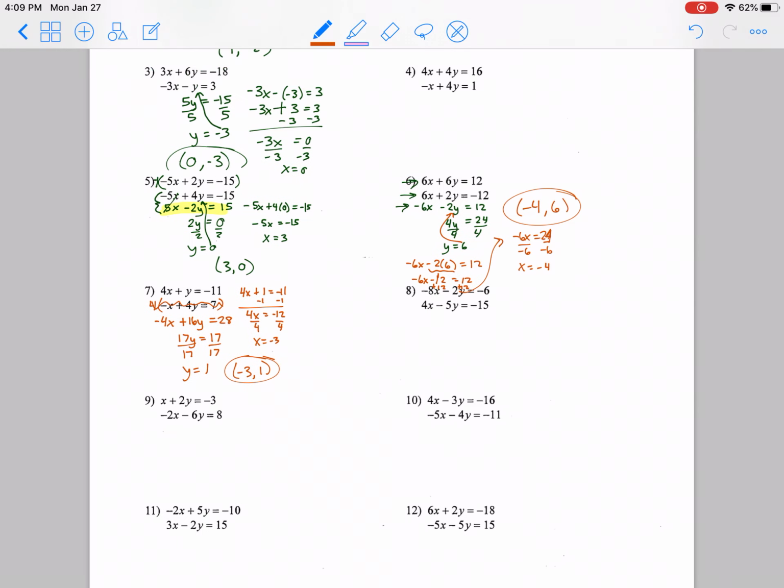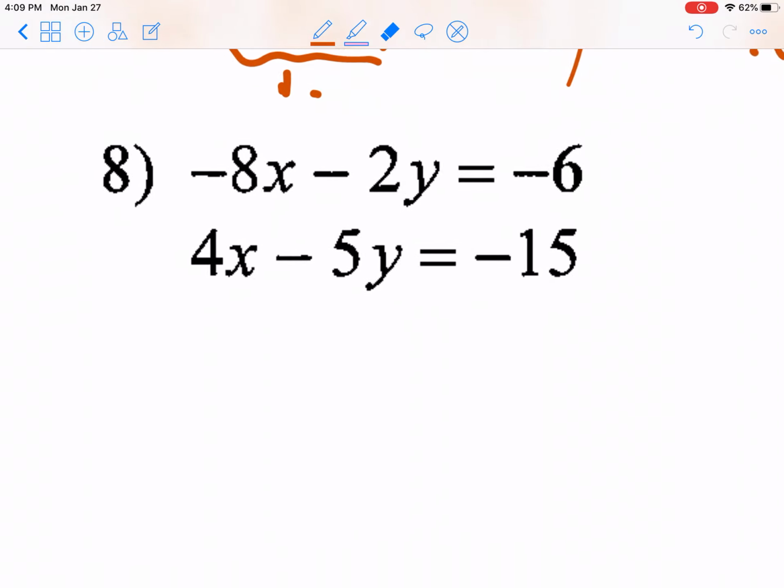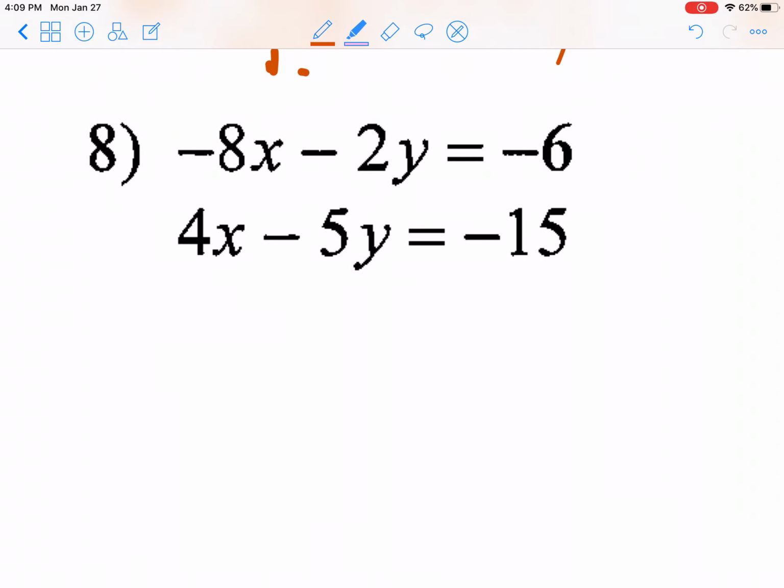Okay, where do we want to go next? Let's take a look at this one here, 8. I'm going to create a little bit of space here. So there are a couple of options here. If I added, I would still have x's and y's. If I multiply by -1, I still would. But let's look at these x's. Is there something I could multiply one of the equations by so that when I add them together, I get 0x?